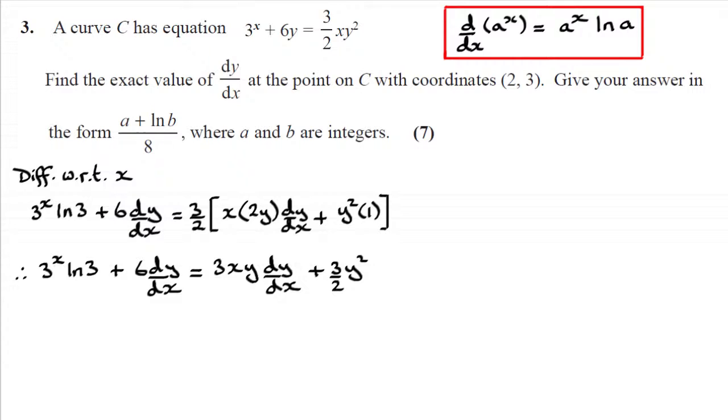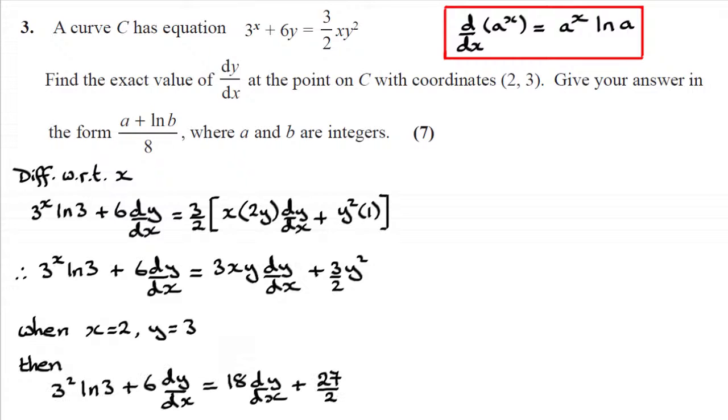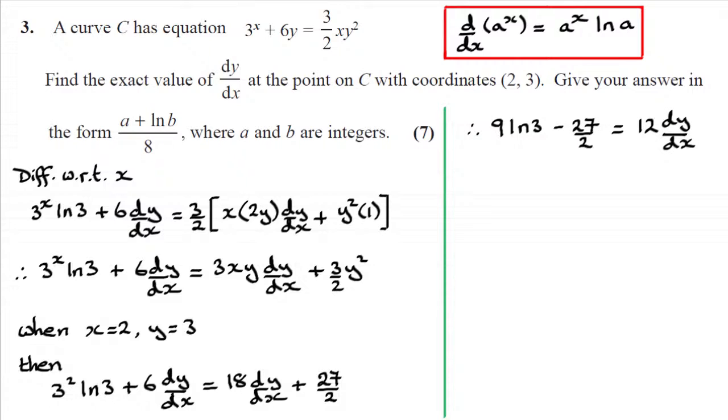Okay, let's just show you how we go about it. Substitute your values in: when x is 2, y is 3. If you sub your values in, you should get this line. I think that's fairly easy. Now, we just need to rearrange it. What I've done is I have taken 6 dy/dx from the 18 dy/dx to leave me with the 12 dy/dx, and taken 27/2 from both sides to give me this. Okay?